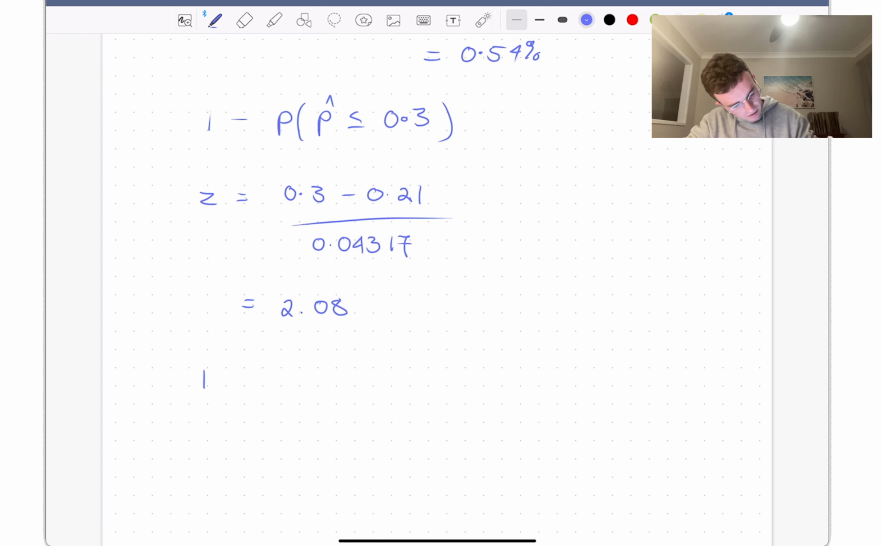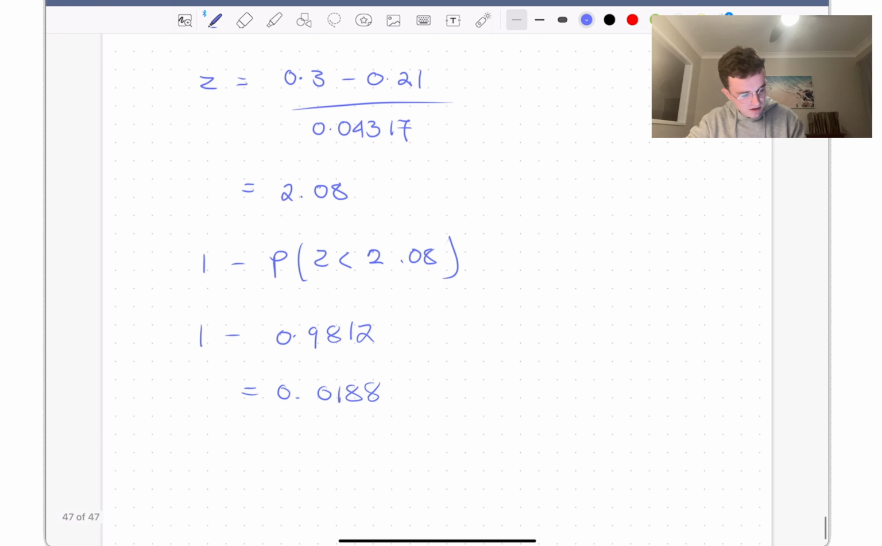So we want now 1 minus the probability that z is less than 2.08, which is 1 minus, on your z-score table, 0.9812, which is 0.0188. And that's our answer. That's sample proportions. Thank you.